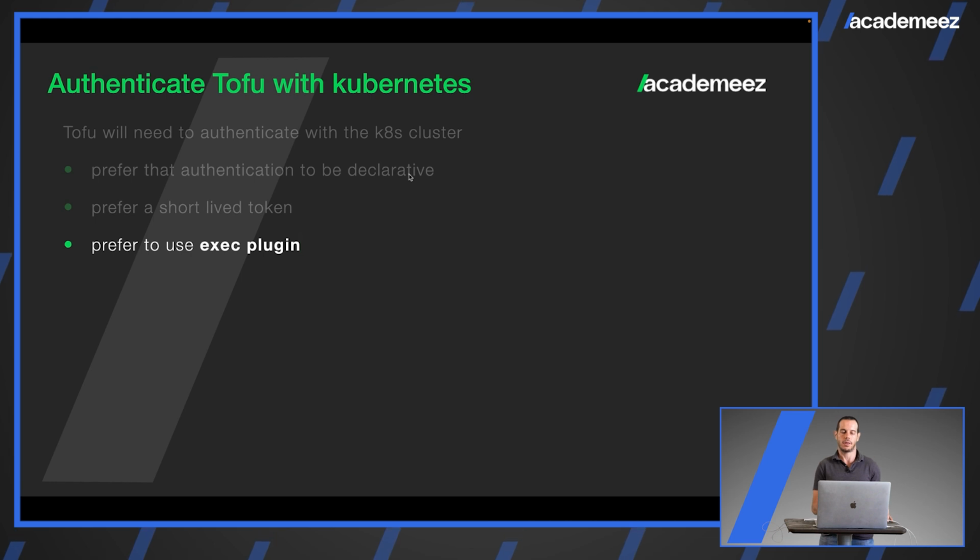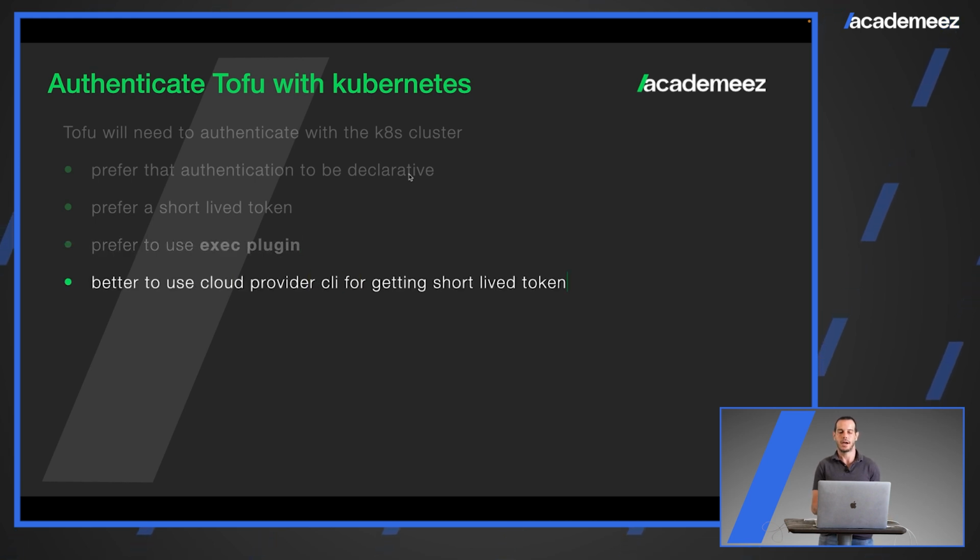It's better to authenticate using a short-lived token, and it's better to use some kind of exec plugin. The Flux Provider is using, behind the scenes, the Kubernetes provider. The Kubernetes provider has a means to authenticate using something called an exec plugin. An exec plugin is like a CLI command that will be executed in order to obtain a short-lived token. The cloud providers provide a CLI command, either with their default CLI or by extending that CLI like GCP is doing. So it's better to use the cloud provider CLI.